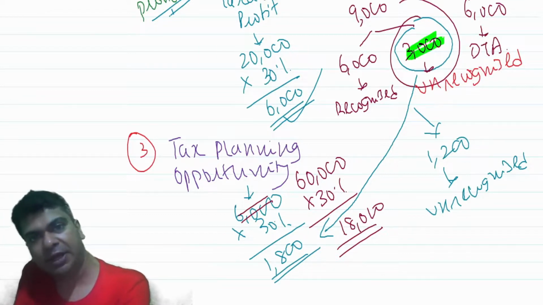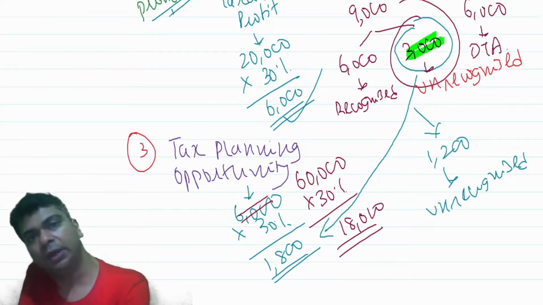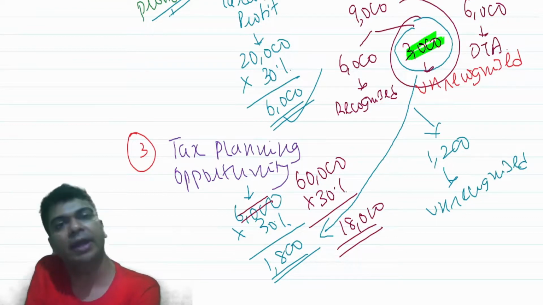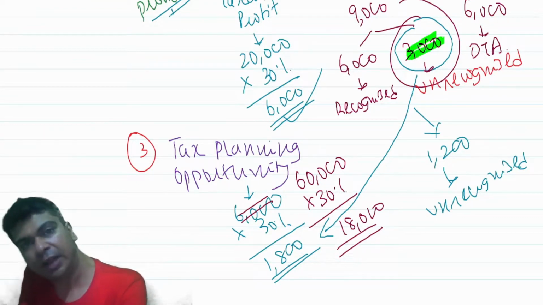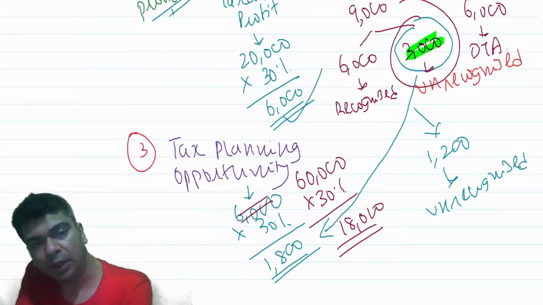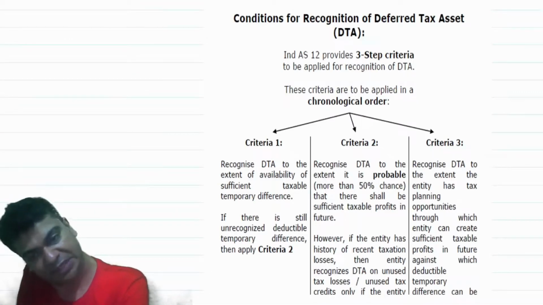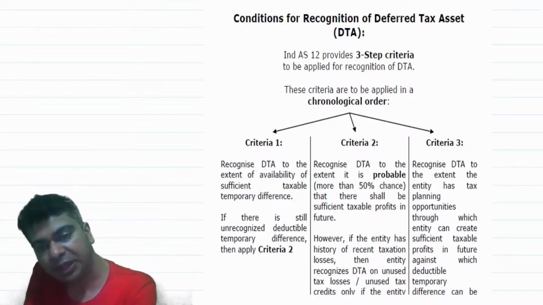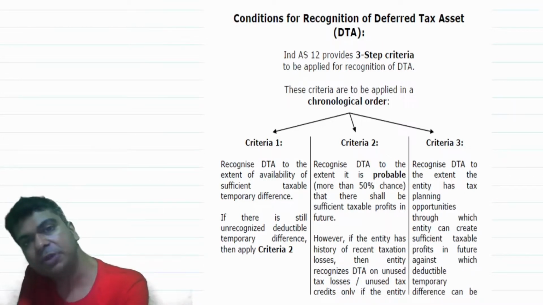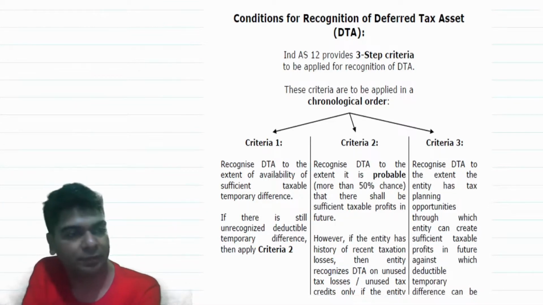So if you are having a deductible temporary difference, let's very quickly summarize it. It will result into lower taxable profit in future and hence you will save tax. You are planning to recognize an asset. Ind AS 12 is putting certain criteria for recognizing that asset. You will recognize the deferred tax asset provided you are following the three-step criteria. And remember to follow these three-step criteria in a chronological order.